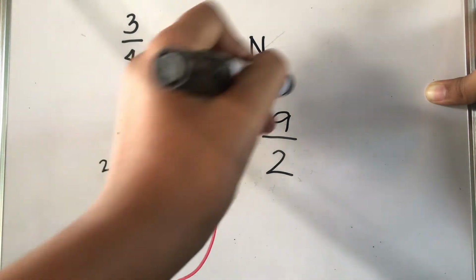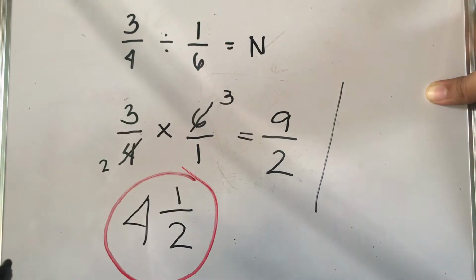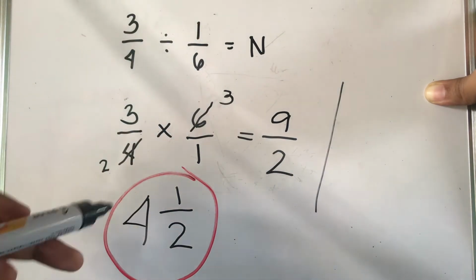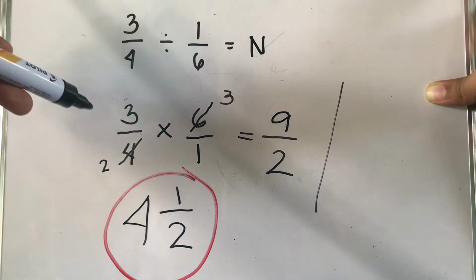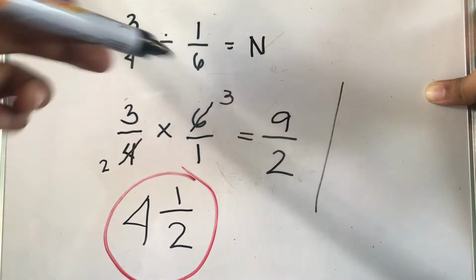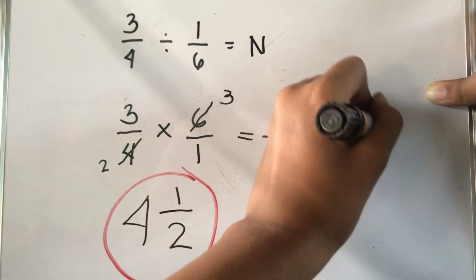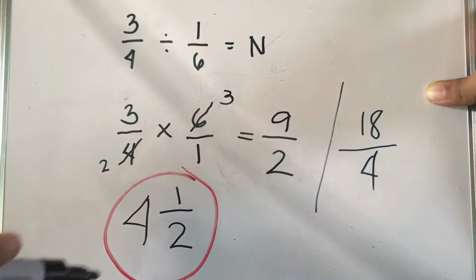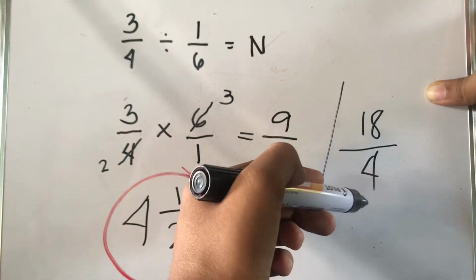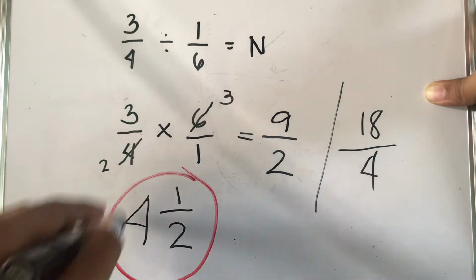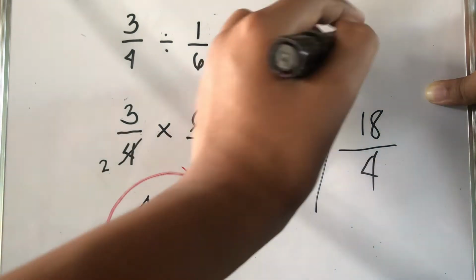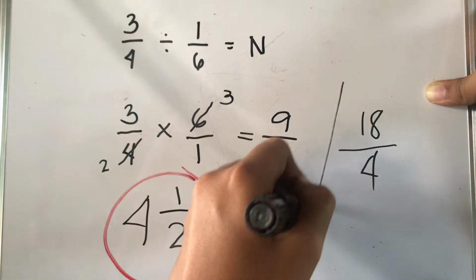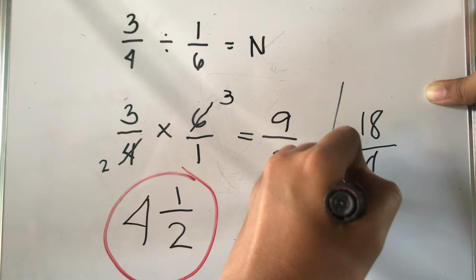Now, let's try a different scenario. What if we do not cancel this one? Will the answer still be the same? Let's try. 3 times 6 equals 18, and 4 times 1 equals 4. 18 divided by 4 equals 4. 4 times 4 equals 16. And 18 minus 16 is 2. So let's write 4 and then 2 over 4.